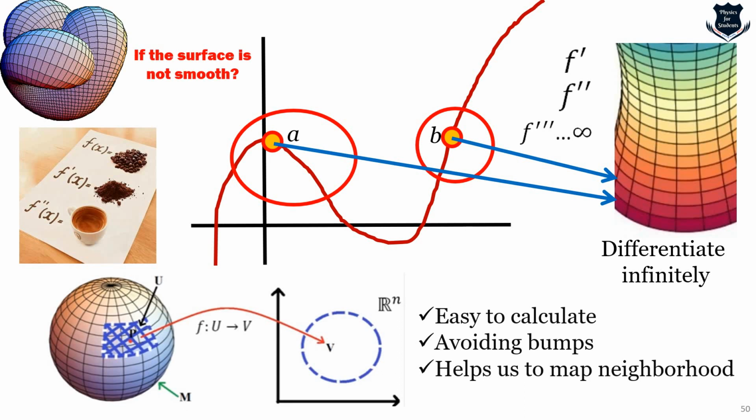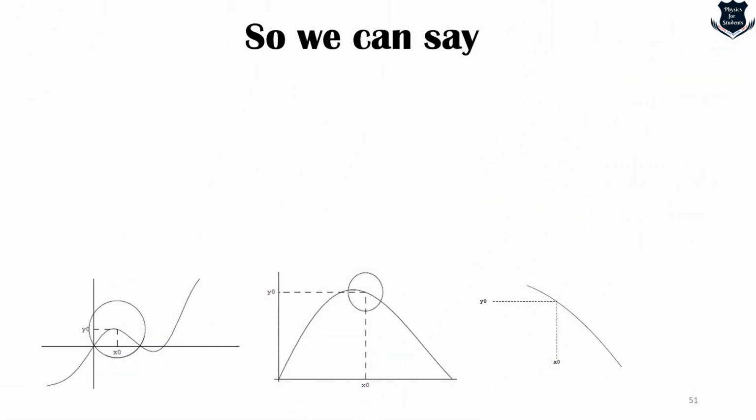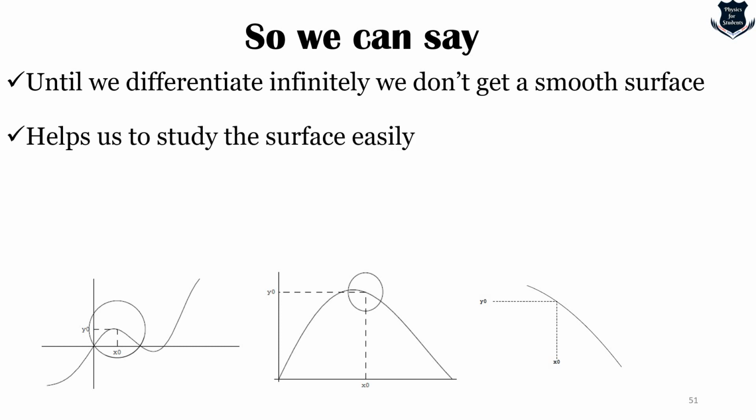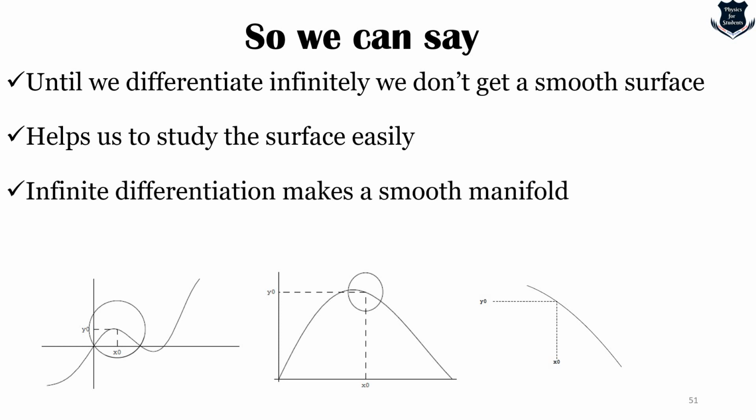But the question is, what happens if the surface is not smooth? However, we are not considering this in this part of the video. So can we summarize something like this? Until we differentiate infinitely, obviously we do not get a smooth surface. If we get a smooth surface, it helps us to study the surface easily.